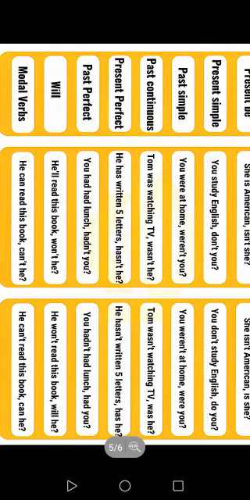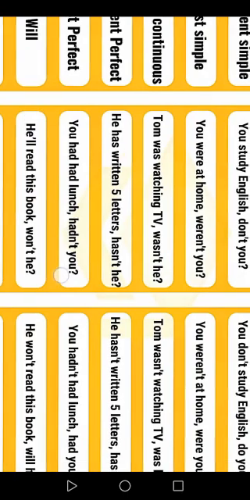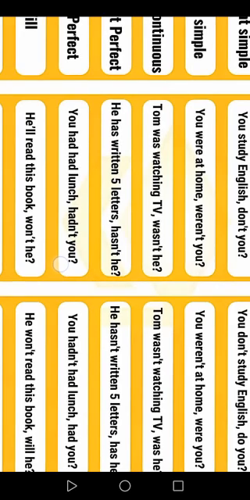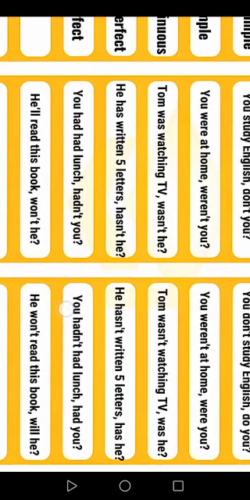The following tense, past perfect tense. You had lunch, hadn't you? Hadn't here is an auxiliary verb plus the personal pronoun, here it is you. Excellent. On the right, you hadn't had lunch. Had you?